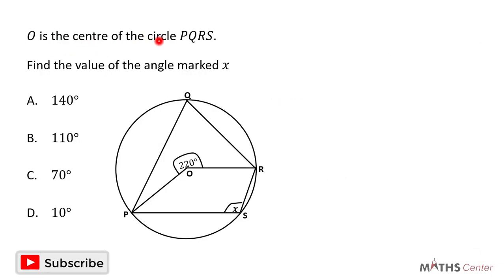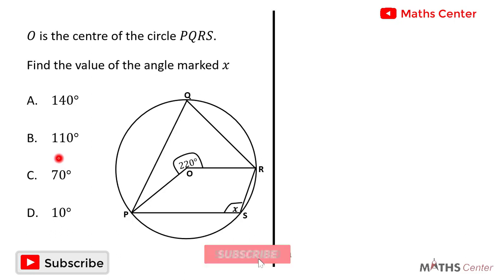O is the center of the circle PQRS. Find the value of the angle marked X. This is a multiple choice question. We will solve the question and after that we pick the correct option.